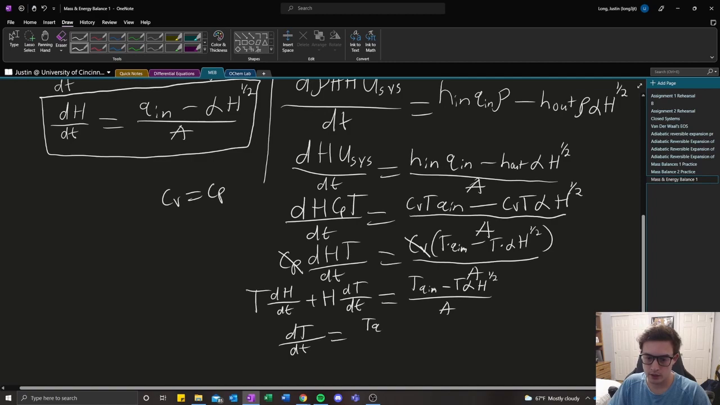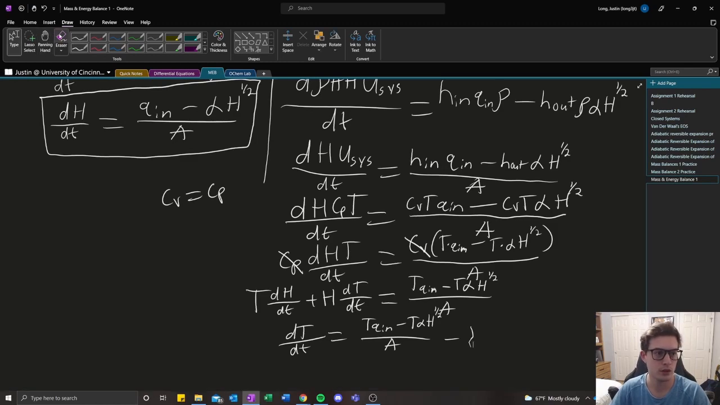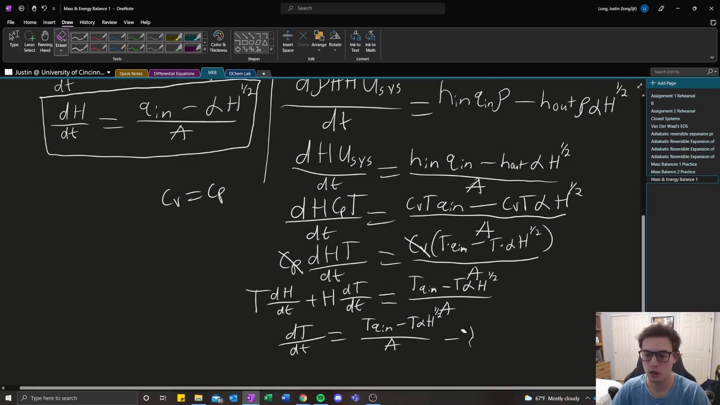So we've got the temperature times the flow rate in, minus the temperature times the flow rate out, which is alpha times h to the 1/2 power, over the cross-sectional area, minus the temperature. Ooh, that was ugly.